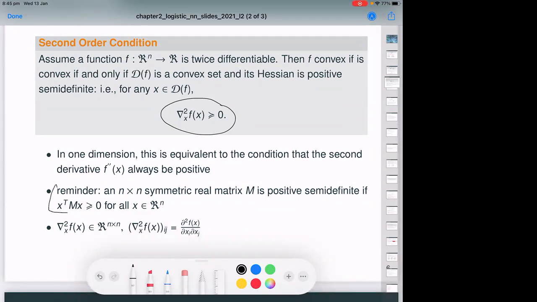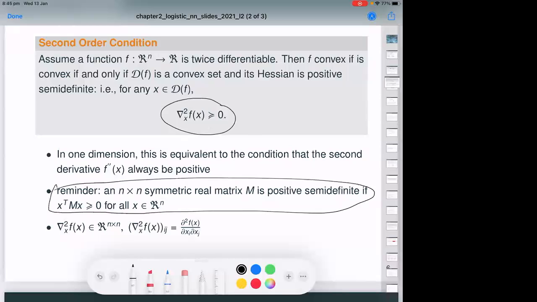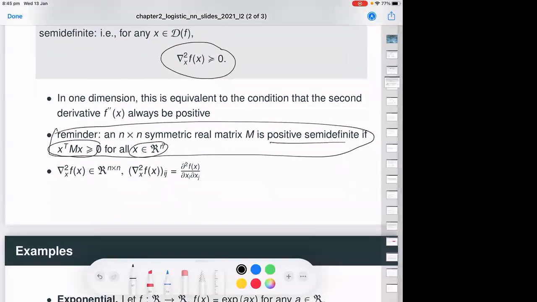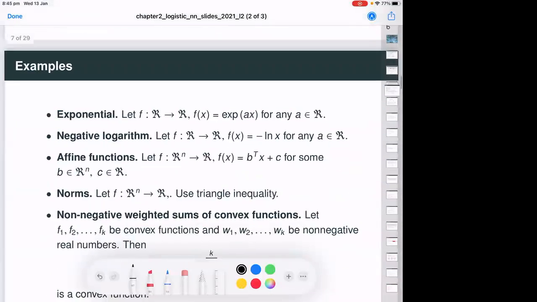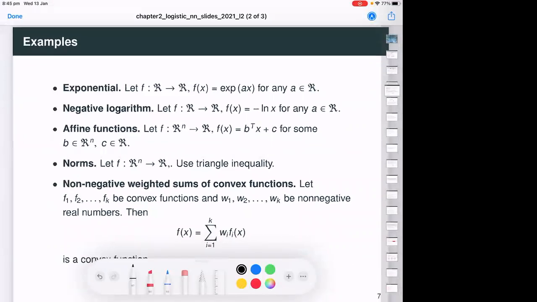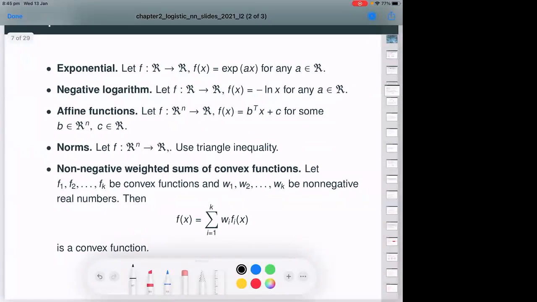And I just put this reminder in math: any symmetric matrix M is positive semi-definite if we have X transpose MX greater or equal to 0 for all X in Rn. Okay? Okay, maybe you will have an exercise soon. Example. Okay, I will just pick up one or two very quickly. I put some examples of functions which are convex.